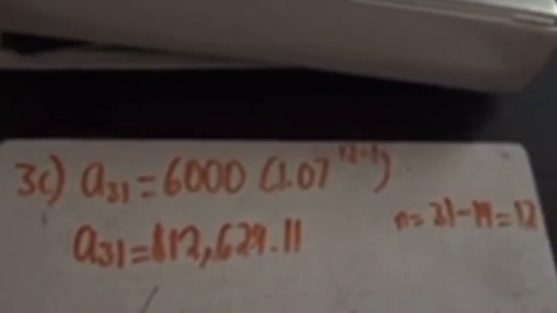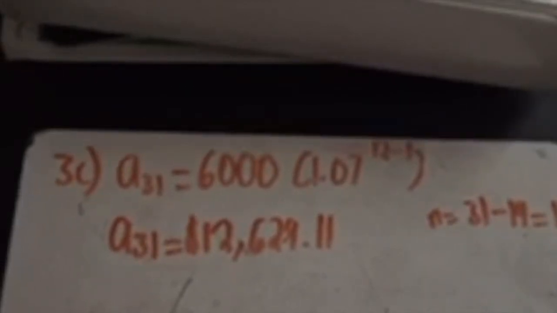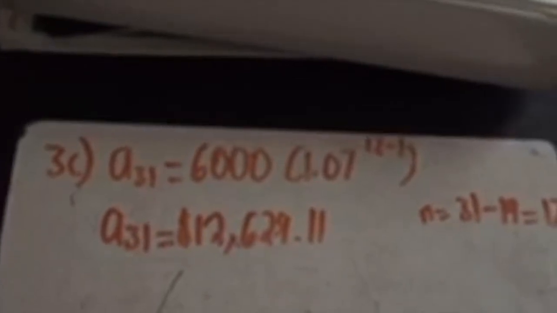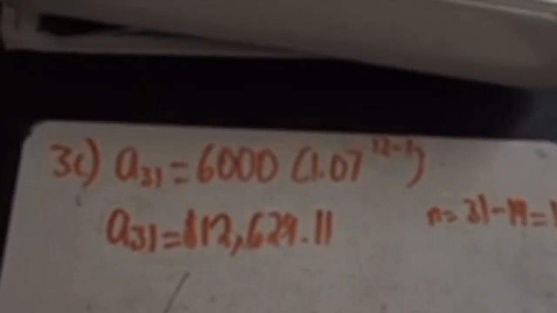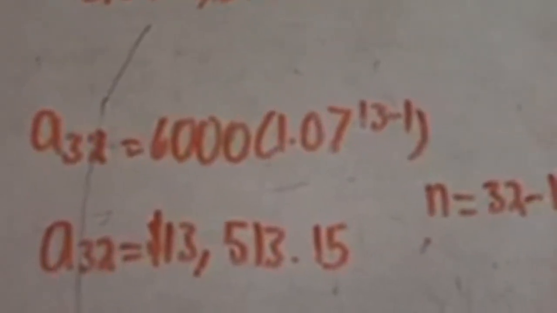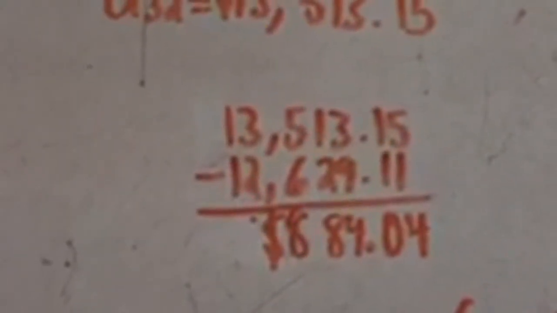Problem 3C is asking how much money you have earned from your 31st to your 32nd year. So first off, we want to know how much money we earned up until our 31st year, and then we'll find out the rest. For the 31st year, we use the geometric sequence formula again. You get $12,629.11. We move down here, we have to find out the 32nd year, how much money we earned in the 32nd year: $13,513.15. Now, you could subtract the two, and you'll end up with $884.04.